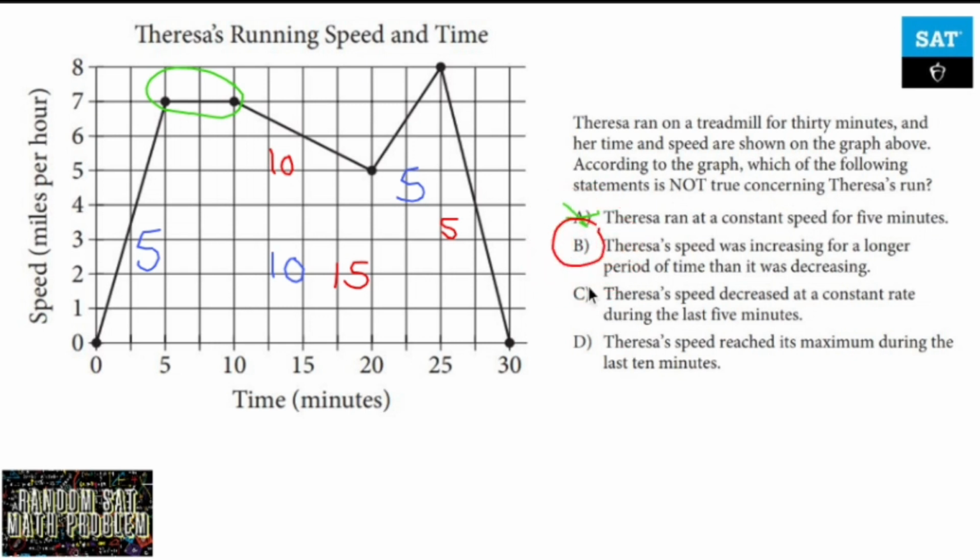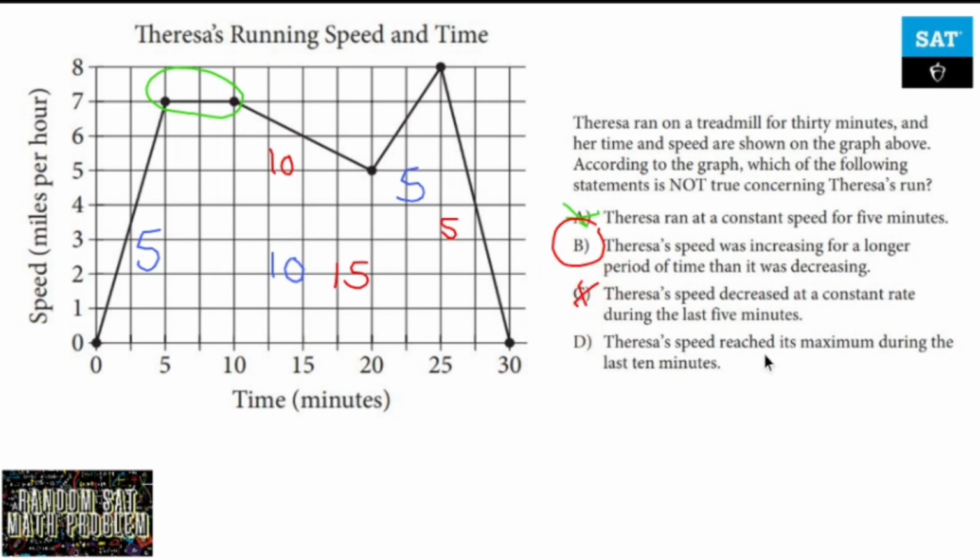Now let's look at the other options just to make sure that these are true. Teresa's speed decreased at a constant rate during the last 5 minutes. That is correct. When it says that it decreased at a constant rate, it was a straight line. This is different from is constant. Decreasing at a constant rate means a straight line. So that's true, which means we don't want it.